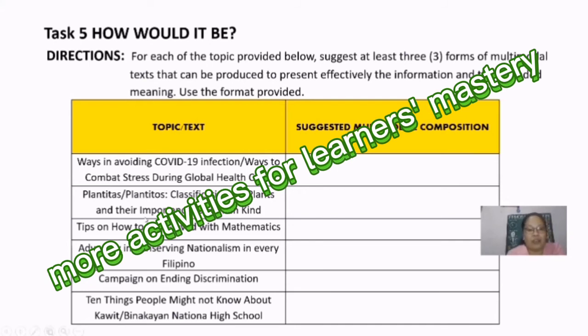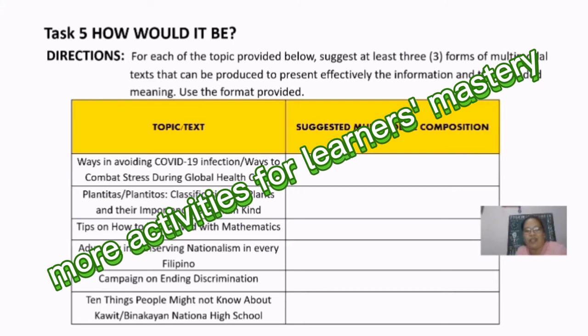Okay, how about tips on how to be in love with mathematics? What multimodal text? E-books. E-books. Okay, what else? How about posters? Posters, right? Okay. How are you going to be in love with mathematics?